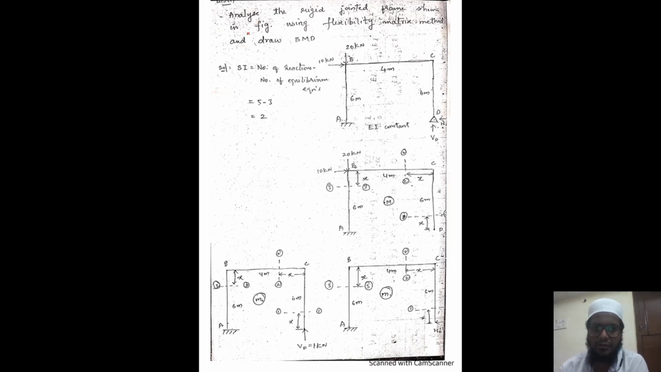Analyze the rigid jointed frame shown in figure using flexibility matrix method and draw its bending moment diagram. As you can see here, we have a rigid jointed frame, and from the frame point of view, the entire frame is symmetric, but when you see the loading on the frame, we have one load which is going exactly in horizontal direction at joint B, and we have another load which is going exactly downward at joint B again. So there are totally two forces acting at the joint: 10 kilonewton and 20 kilonewton, acting horizontally and vertically respectively, isn't it?